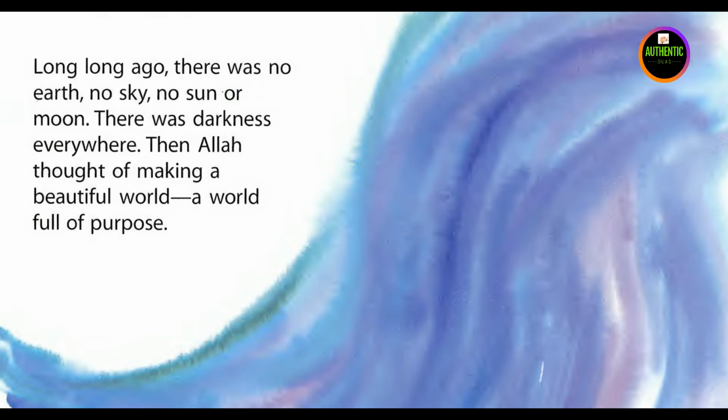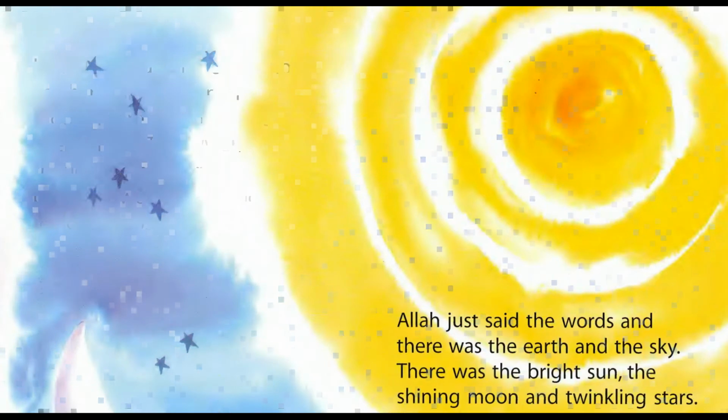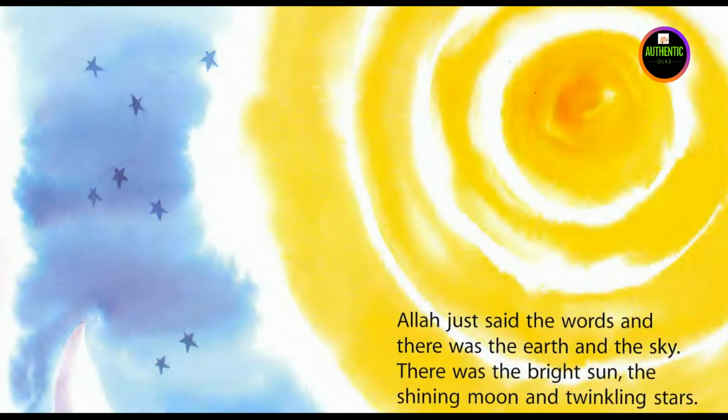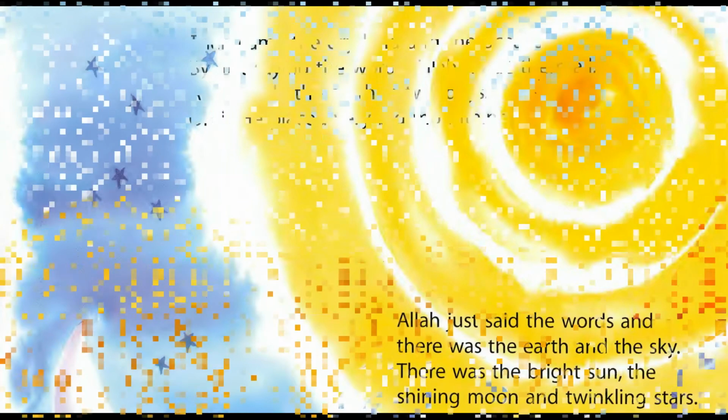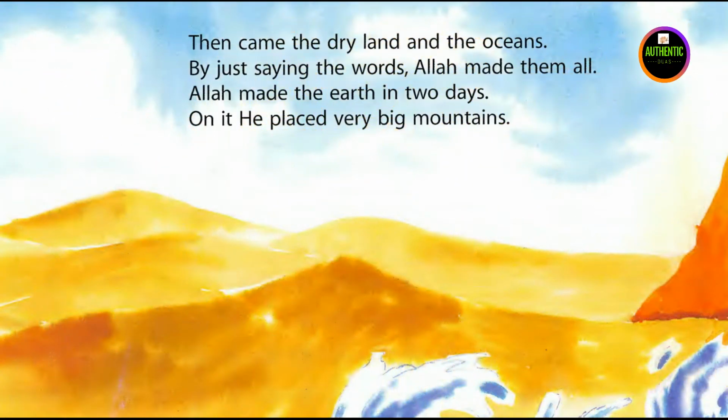Let's begin. Long ago, there was no earth, no sky, no sun or moon. There was darkness everywhere. Then Allah thought of making a beautiful world, a world full of purpose. Allah just said the words and there was the earth and the sky. There was the bright sun, the shining moon, and twinkling stars. Then came the dry land and the oceans. By just saying the words, Allah made them all.